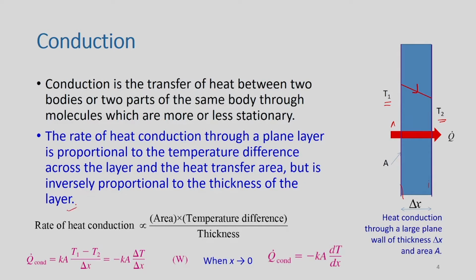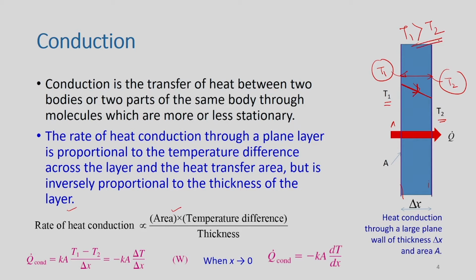Okay? So, that means the rate of heat transfer is proportional to the area through which heat is conducted, and then to the temperature difference across this layer. This interface has temperature T1 and this interface has temperature T2, and there will be a gradient because T1 is greater than T2.